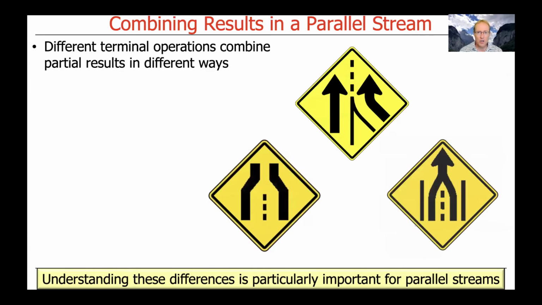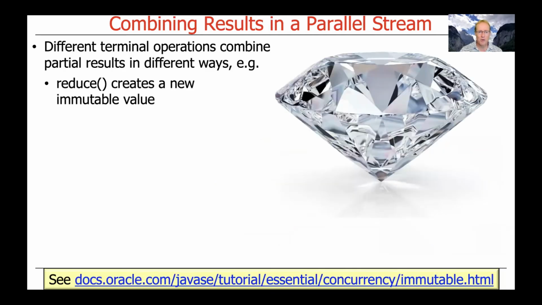So different terminal operations combine partial results in different ways. And understanding these distinctions between the different terminal operations, things like reduce and collect, is very, very important for parallel streams, because it really has an impact on correctness and performance. The way the reduce terminal operation works is it creates a new immutable value by combining the other values that are its children. And remember, immutable just means that once something is set, it can't be changed. And immutable has certain nice characteristics having to do with concurrency and synchronization and so on.